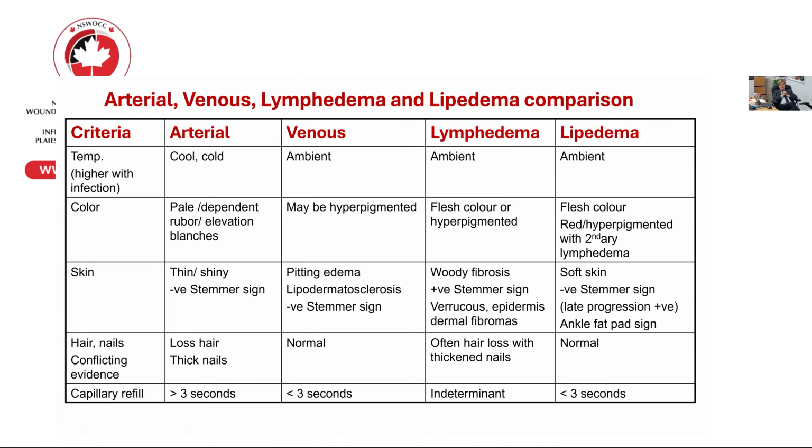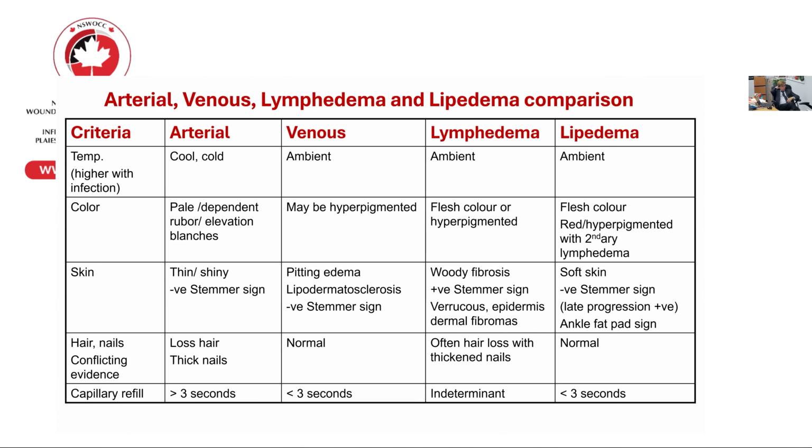So when we look at a comparison, and if you want to take a picture of this, this is a good way to remember some of the key elements in this talk. Arterial disease is cool or cold, pale with dependent rubor. It's red when it's down, it blanches when it goes up. You may have thin, shiny skin, negative Stemmer sign. The loss of hair and thick nails is, there are 22 things that can cause nail disease, and even socks can cause hair loss. And capillary refill is greater than 3 seconds. But look for the dependent rubor, which goes away on elevation.